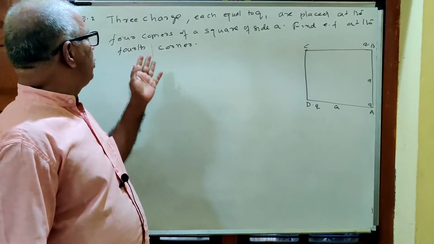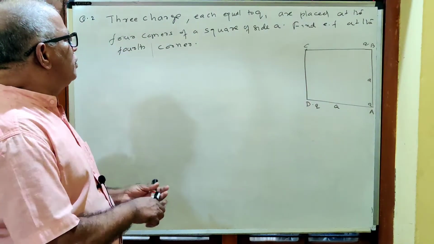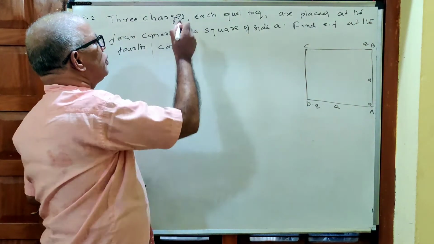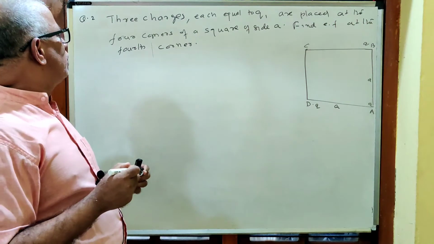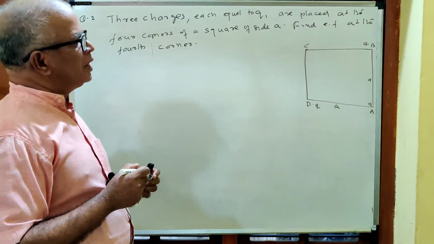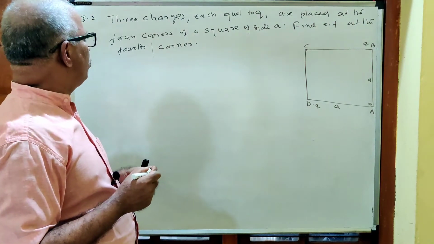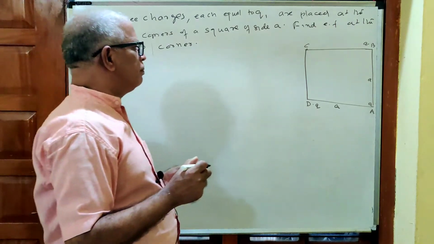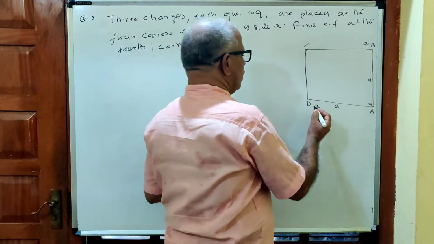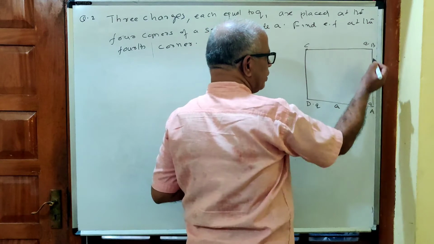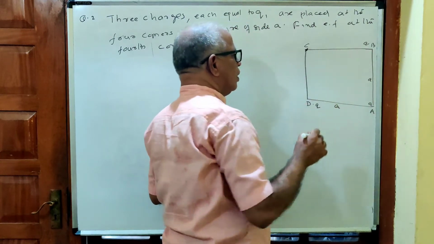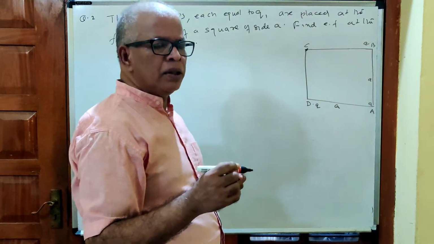We'll do the next sum. Three charges, each equal to Q, are placed at the corners of a square of side a. Find the electric field at the fourth corner. It's a very simple sum. See, Q is placed here, Q is placed here, Q is placed here. At C, there is no charge. At C, we have to find out the electric field.